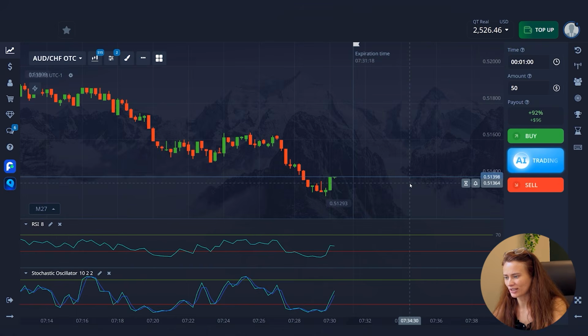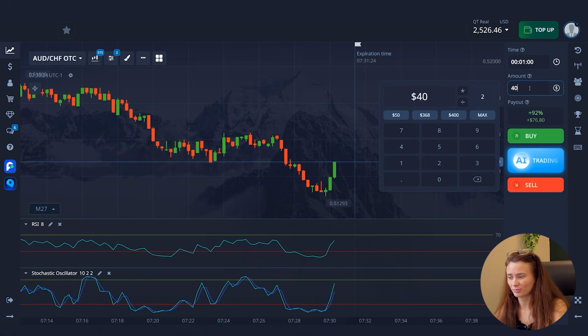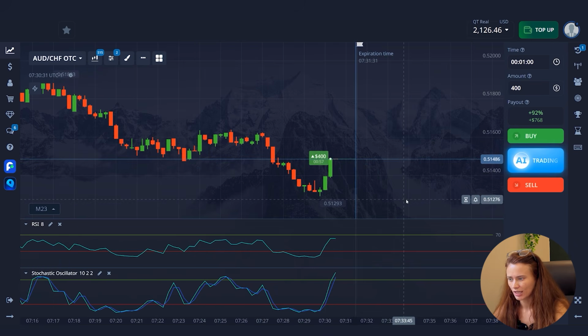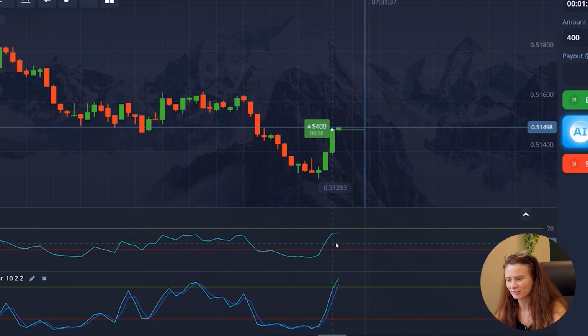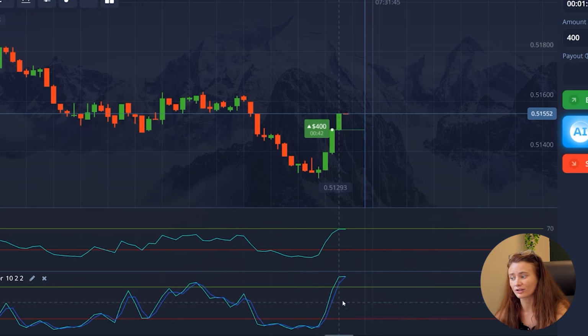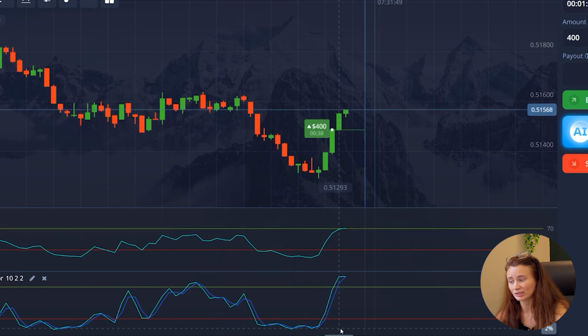The amount of the trade now will be $400, and I think the price will increase. So I'll press the green button to open the trade. As you may have already noticed, both indicators point to the beginning of an uptrend. The RSI indicator line crosses level 30 from bottom up and continues to rise. The Stochastic oscillator indicator lines cross level 20 from the bottom up and also rise. The situation is fully formed and the price will increase.